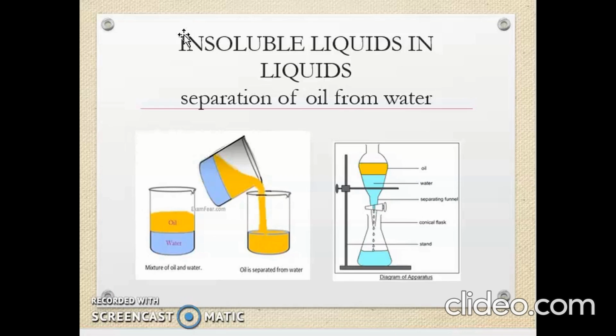Another method is the separating funnel. Oil can be separated from water by using the separating funnel. By opening the stopcock, the water can easily flow out and be collected into a beaker, whereas oil remains in the separating funnel, which can be collected in another beaker.